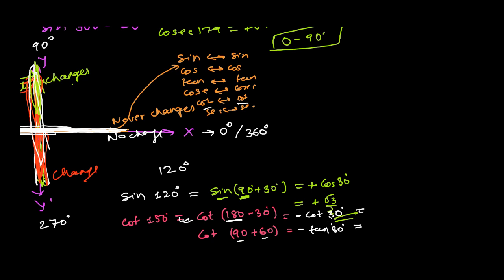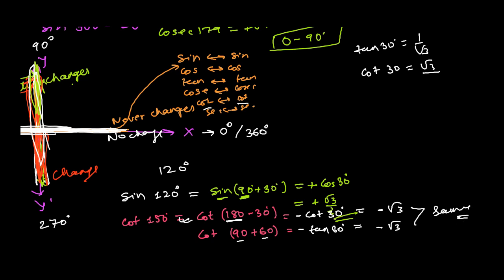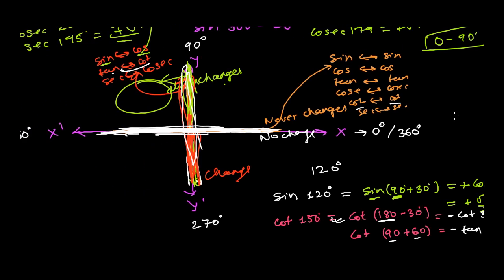Now cot 30 degree, what is that? See, tan 30 degree is 1 over root 3, so cot 30 degree will be just the reciprocal of this, that is root 3, because we know the table between 0 to 90, but having a negative value. And now tan 60, everybody knows that is root 3, having a negative value. So in both ways we got the same result. Whether you do 180 minus 30 or 90 plus 60, in both ways you will get the same result. And this is how we find out the value of anything.